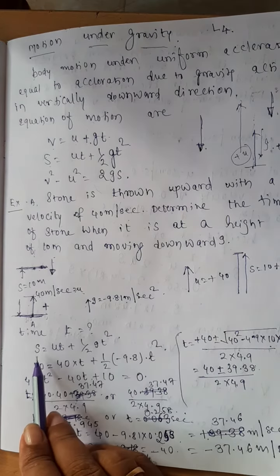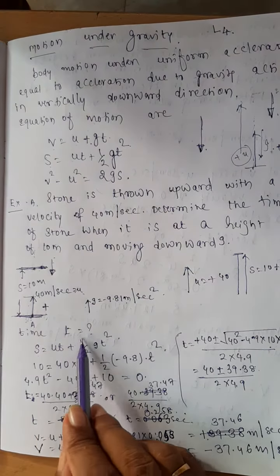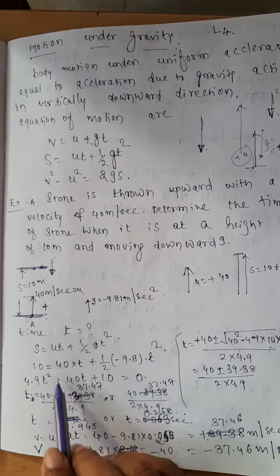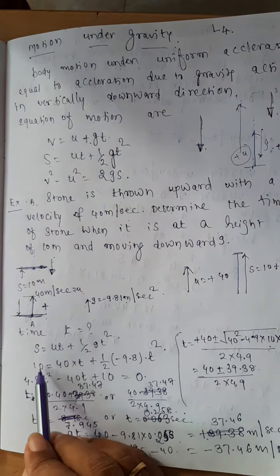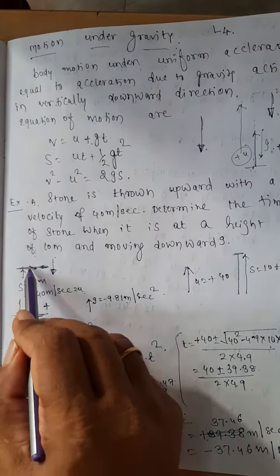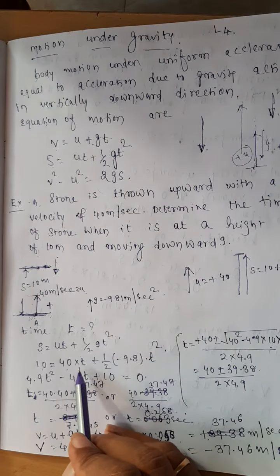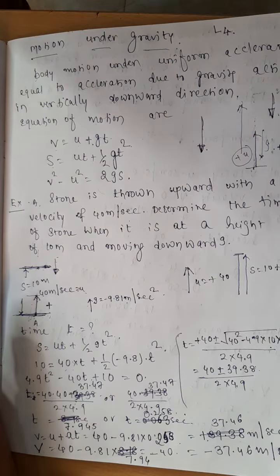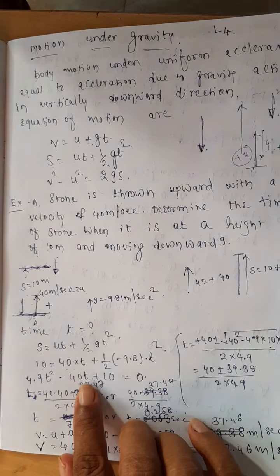The equation of motion is s is equal to ut plus half gt square. But while substituting, you need to take care of the signs of everything. s is 10, the distance traveled by the body, u is equal to 40 meter per second, and t is the time. Let t be the time taken by the body to reach that particular point.